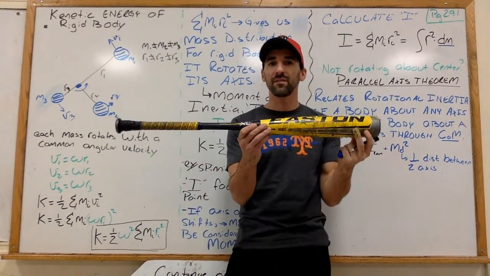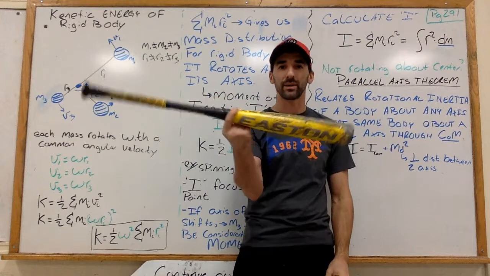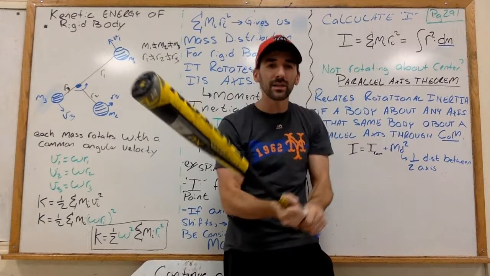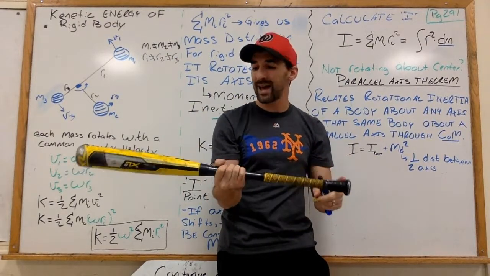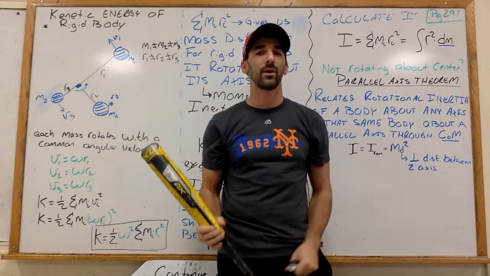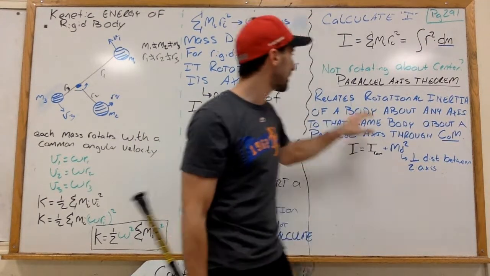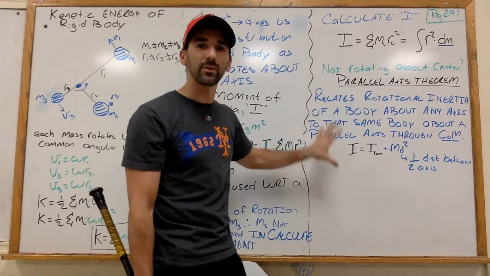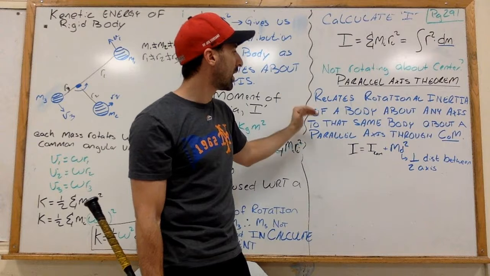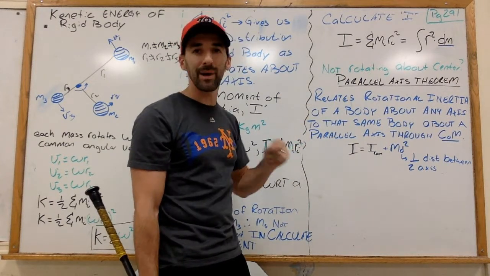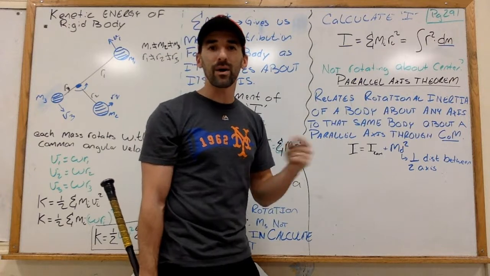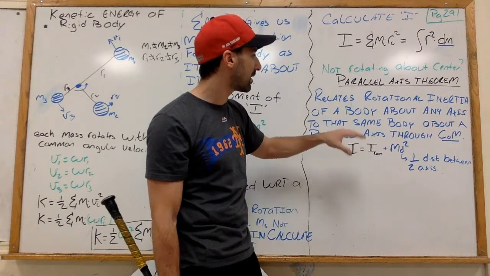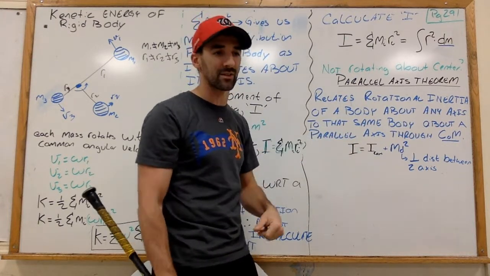I know what you're thinking. You're thinking, what if I'm playing baseball? I don't swing a baseball bat about its center of mass. I swing a baseball bat from the end. So if I need to calculate a moment of inertia about some axis that's not through the center, how do I do that? Well, we do that with something called the parallel axis theorem. I usually don't do this, but I'm going to read this straight to you. It relates rotational inertia about any axis through a body to the rotational inertia about a parallel axis through its center of mass.